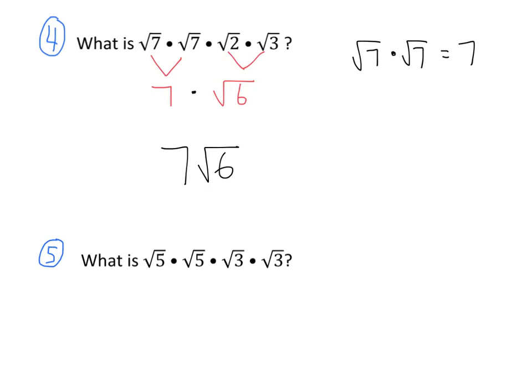And we write that this way, 7 radical 6. I'm going to do one more and then you're going to look at some. So if I had the square root of 5 times the square root of 5 times the square root of 3 times the square root of 3, what would this equal?